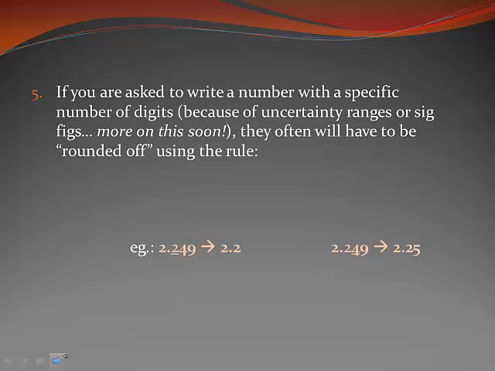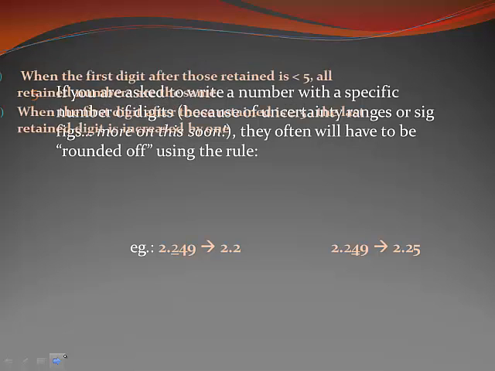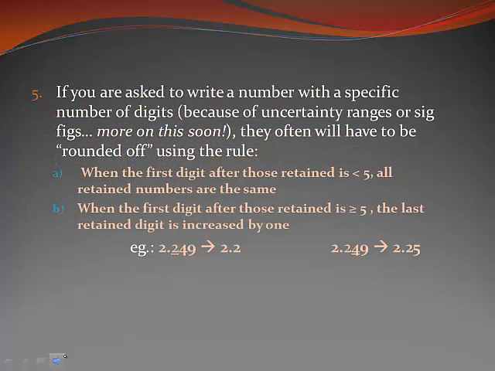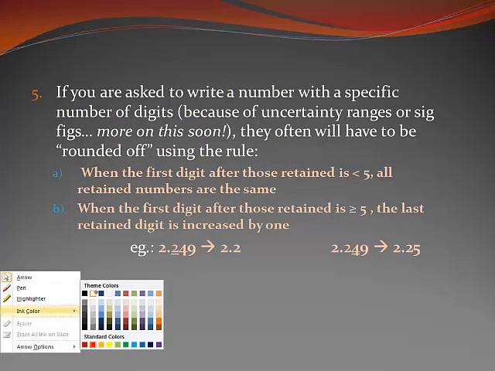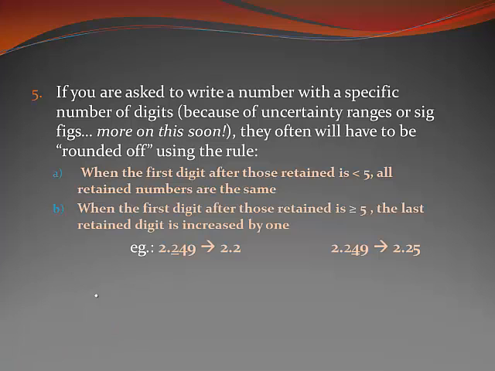I know that there's lots of different rules that you've encountered along the way regarding how to round numbers, but we all have to have a certain agreed upon set of rules, and we're going to use this particular convention. So when the first digit after the one we're retaining is less than a 5, then the digit we're keeping is going to stay the same. When the first digit after those we're retaining is greater than 5, the last retained digit will be increased by 1.